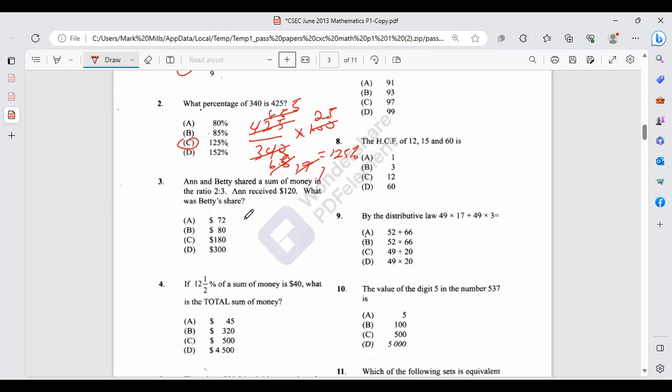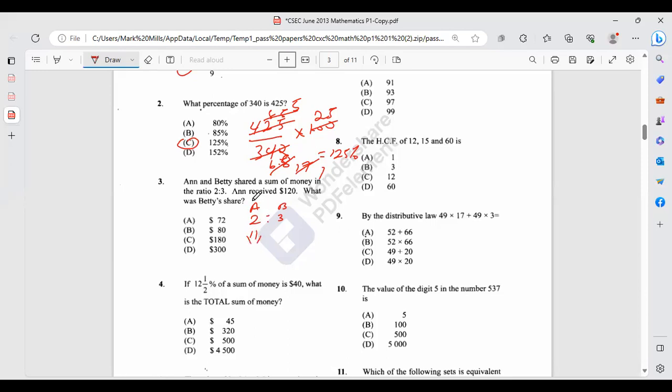Okay, Anna and Betty share a sum of money in the ratio 2 to 3. Anna received $120. What was Betty's share? So they gave me 2 to 3, right? You have Anna and you have Betty. How will I approach this question? What do I do? Would I add the 2 numbers? No, we can't do that yet because look at what they say. Anna received 120.